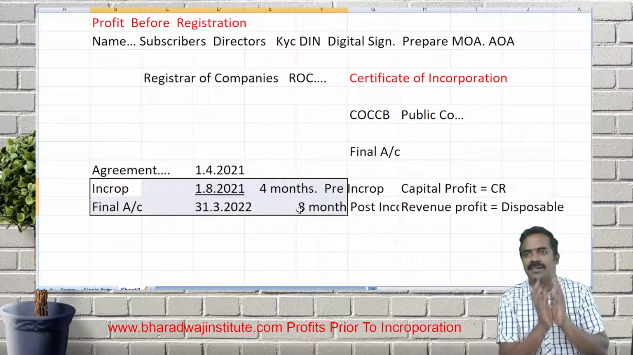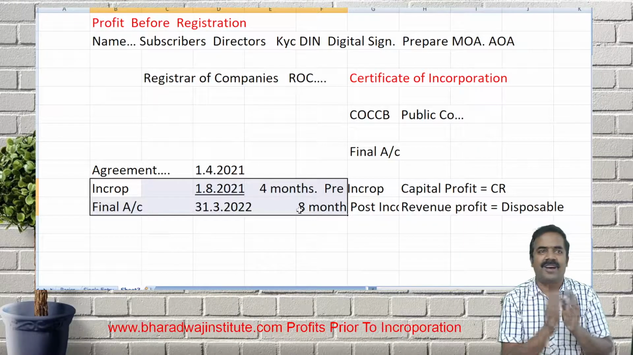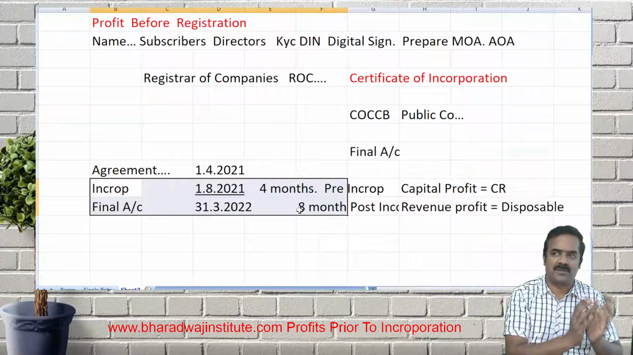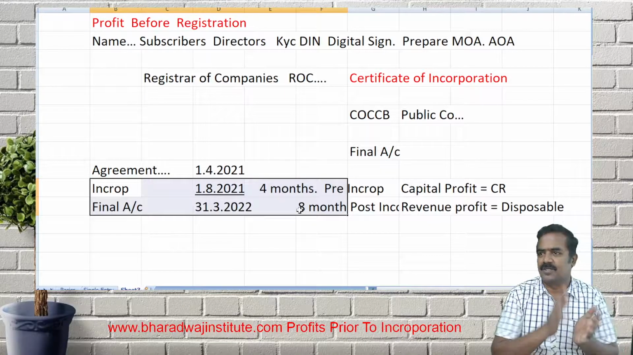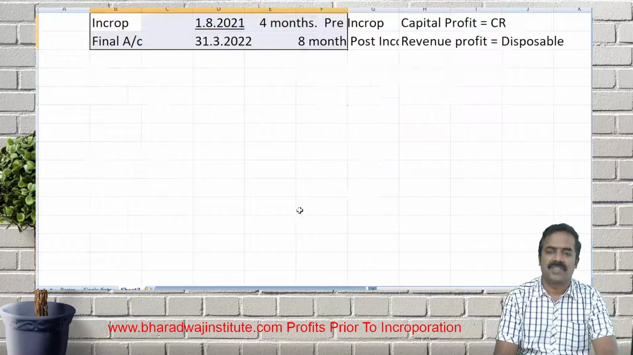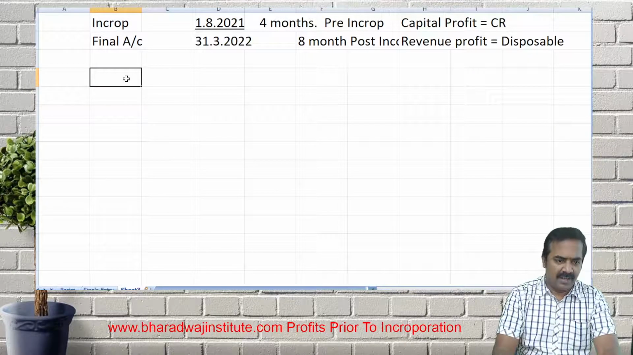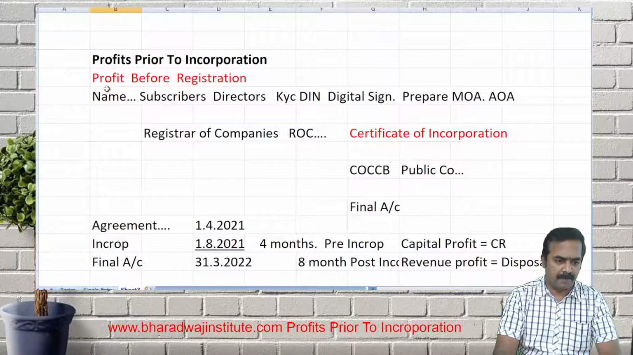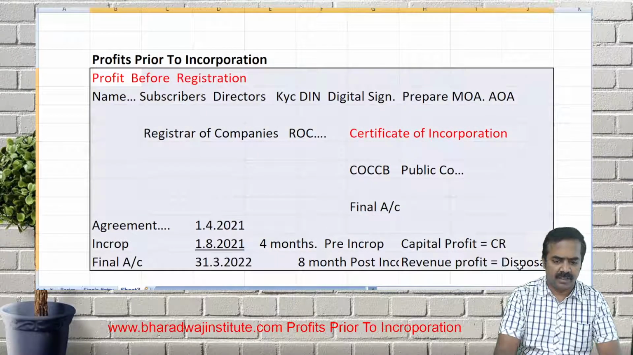So in the accounting aspect, we are going to learn about how to segregate profit between what? First 4 months and what? Next 8 months. That is going to be the major part of learning in the classroom. Now let us go for organized notes. Start. Heading: Profit prior to incorporation.